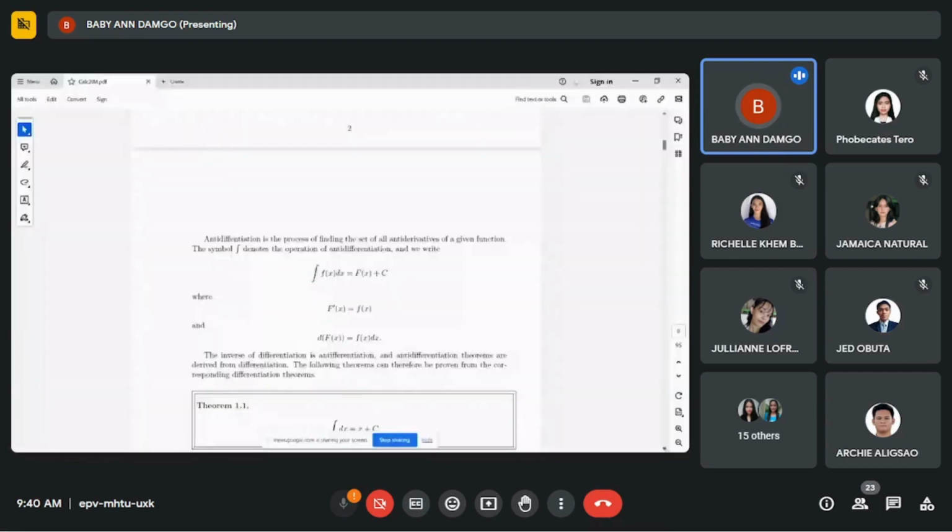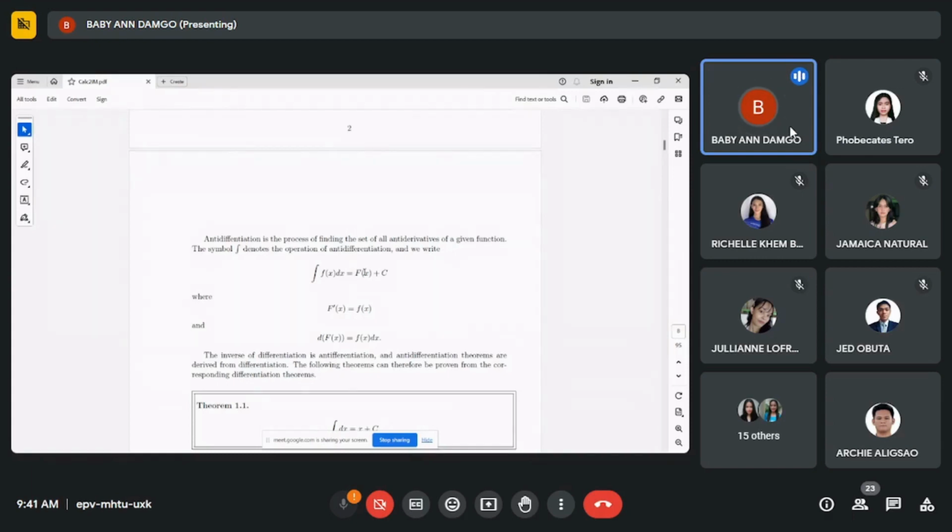So this is just the inverse of the derivative. This is the process of finding the set of all antiderivatives of a given function. So this is the symbol. It denotes the operation of anti-differentiation. And we write it as the integral of f of x dx is equal to big F of x plus c. Okay? Where your c here is an arbitrary constant.